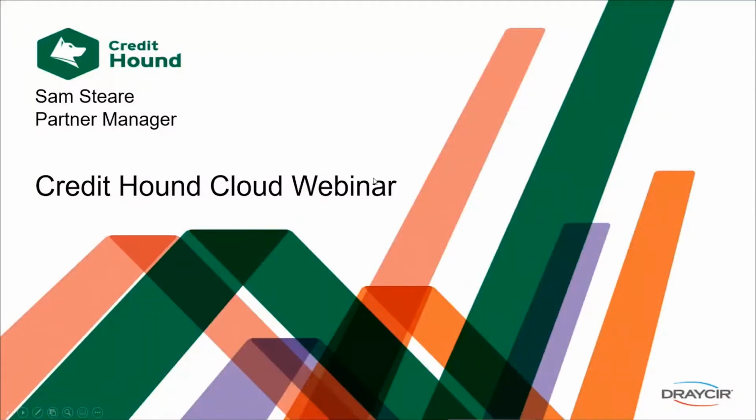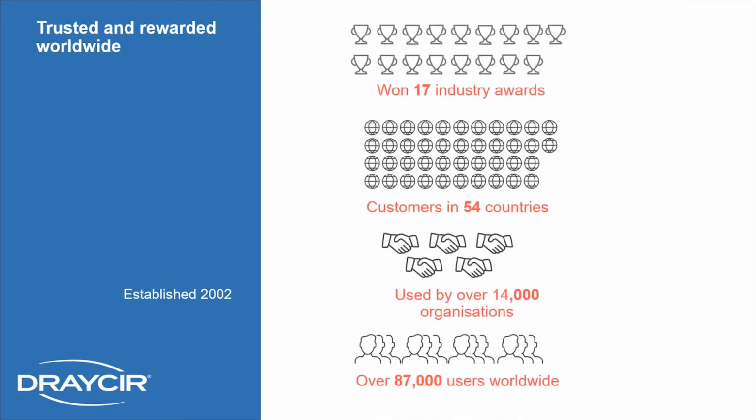Credit Hound Cloud webinar. Okay, so what we have is, like Richard said, a streamlined version of our main product. The main product we've had out for many years is called Credit Hound, and it's on-premise, installed on your server and maintained on your client machines. Whereas we've gone into the cloud now to integrate with multiple ERP systems, including Sage 200, and it's all managed from a web browser.